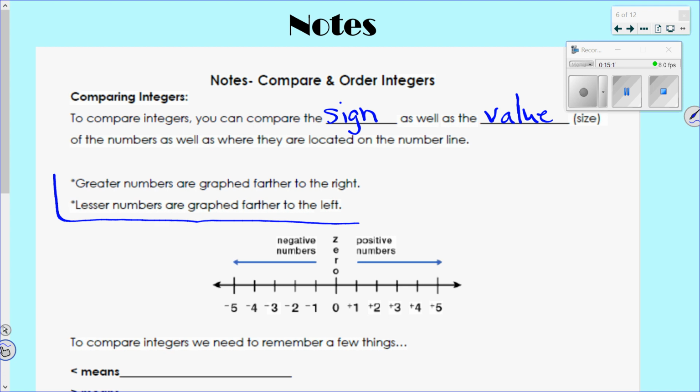These two lines right here are everything for today's lesson. If you guys understand this, you have today's lesson down. Greater numbers are graphed farther to the right. Lesser numbers are graphed farther to the left. That's really everything that we need to understand for today. Now, putting it into practice is the rest of what we'll be practicing.